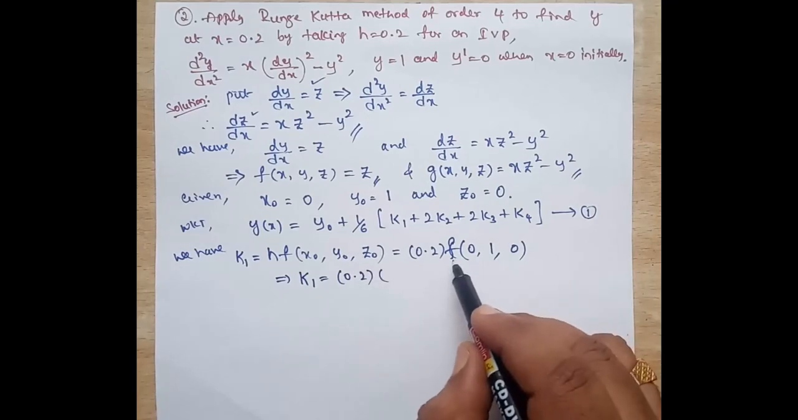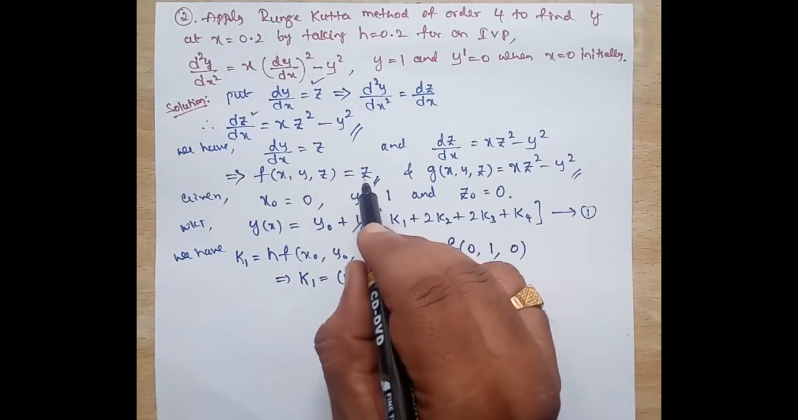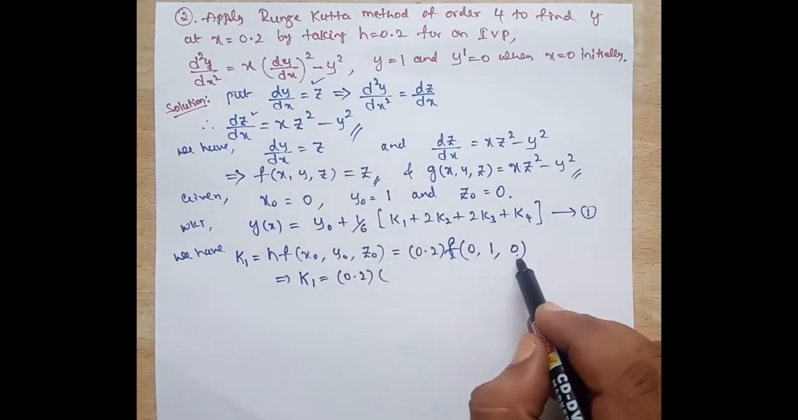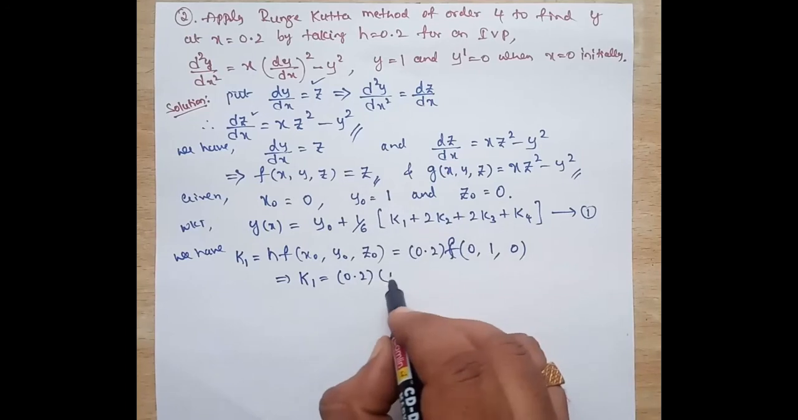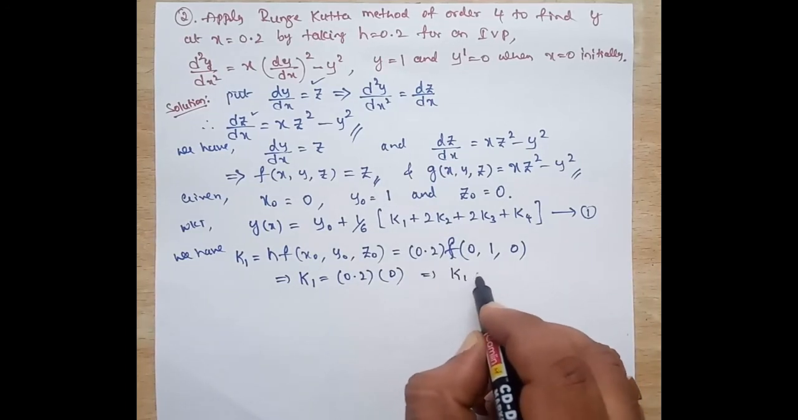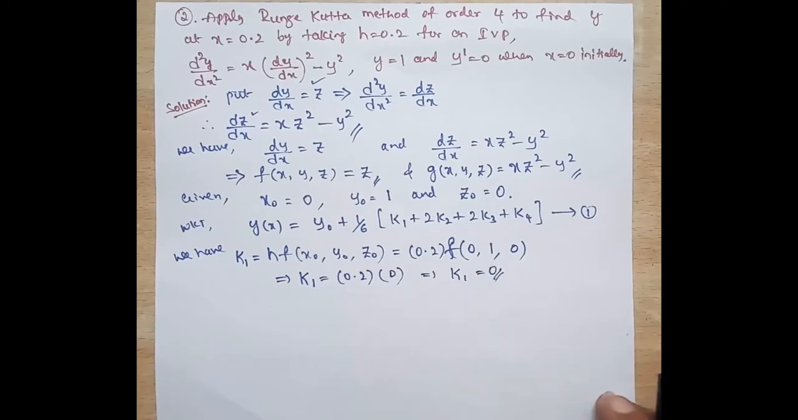f means z. And in place of z, let us put the value. What is the value of z here? 0. So substitute this. We get 0.2 into 0. So this gives k1 is equal to 0. So this is how we can calculate the value of k1.